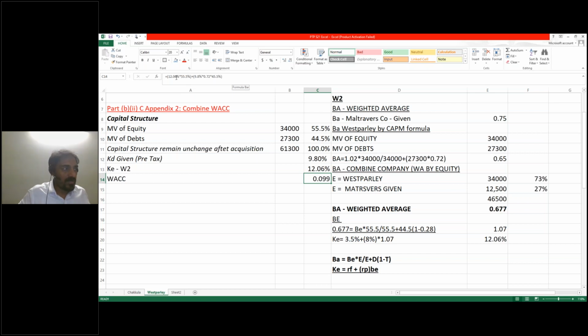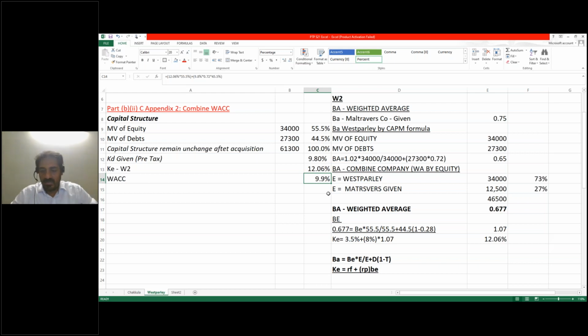12.06 multiplied by 55.5%, 9.8%, multiplied by 0.72 into 44. Yes. And that is about 10% approximately. 10%.